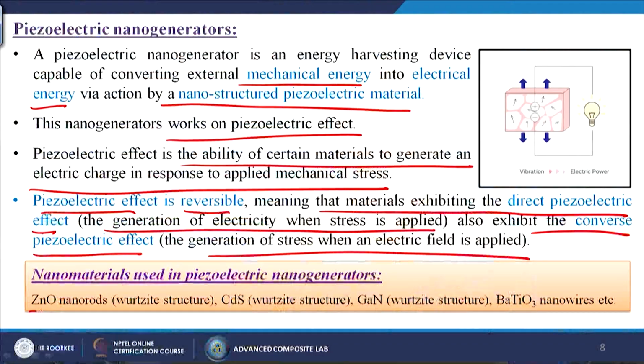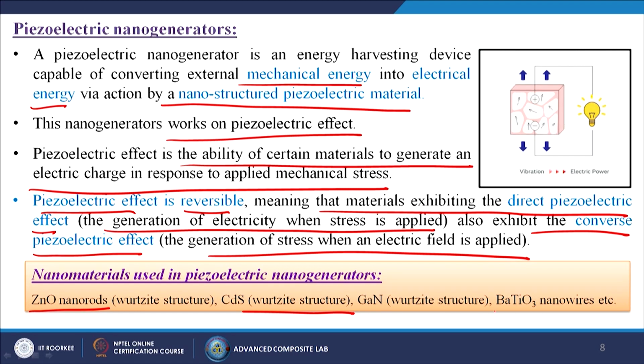Now, what kind of nanomaterials are we using for piezoelectric nanogenerators? Zinc oxide nanorods, which have the rhodite structure, cadmium sulphide with the wurtzite structure, gallium nitride, BaTiO3 nanowires. These are all materials people are using nowadays. Next is the triboelectric nanogenerator. Triboelectric means, as I told already, tribo means friction, a Greek word. So basically we are generating friction between the materials.